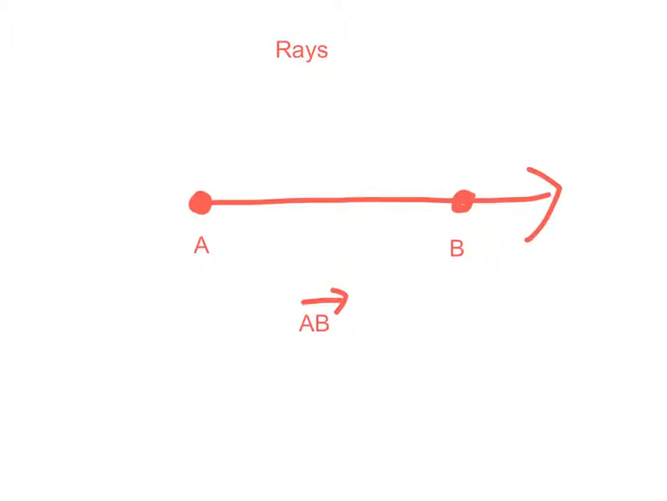Go ahead and stop the video. On your whiteboard, go ahead and draw 2 points, giving them 2 different capital letters, and you're going to draw a ray that goes on endlessly in one direction, so you will need 1 arrow. Then go ahead and name it like I did at the bottom. Go ahead and stop the video and do that on your whiteboard.